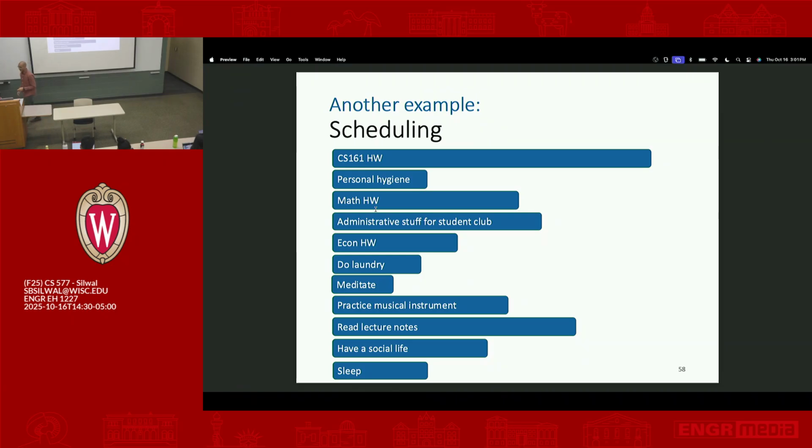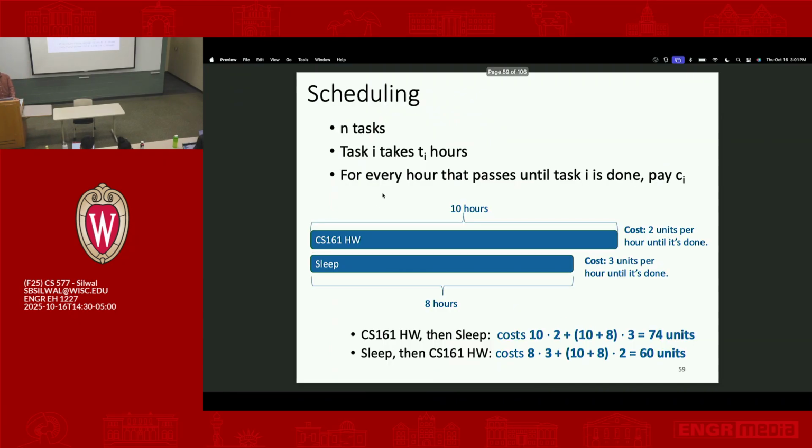Now I have a bunch of things I need to do, but I care about how long things take. So it's a slightly different problem. Previously, I only cared about doing as many things as possible, but now I have a penalty for not doing some activities. The problem is a little bit different now. I have n tasks, and each task takes some amount of time, and if I don't do something for a while, I have to pay some amount of money, let's say, or some penalty. So for every hour that passes until some task is done, I pay cost ci.